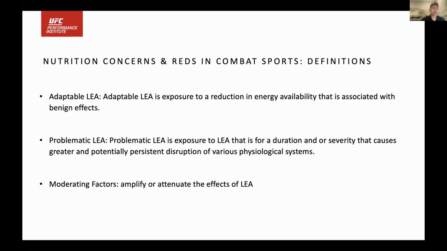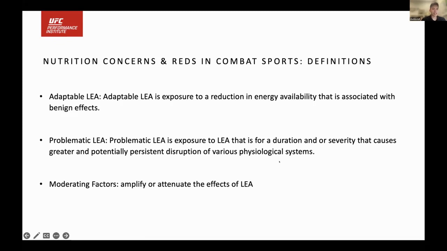Issues really start to arise when we have problematic LEA, as the name suggests. This is when the duration or the severity of the calorie restriction results in persistent disruptions to a variety of physiological systems. And this essentially means you have a maladaptive response. The disruption to these various physiological systems will be discussed a little later in the presentation.